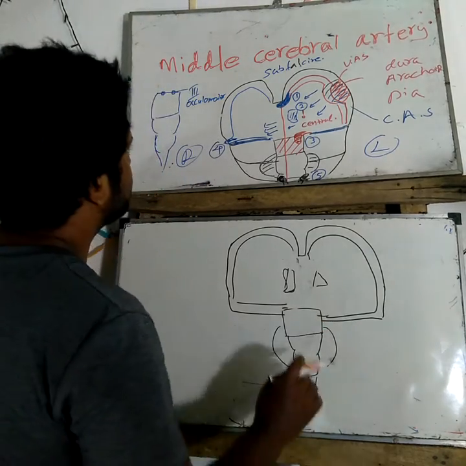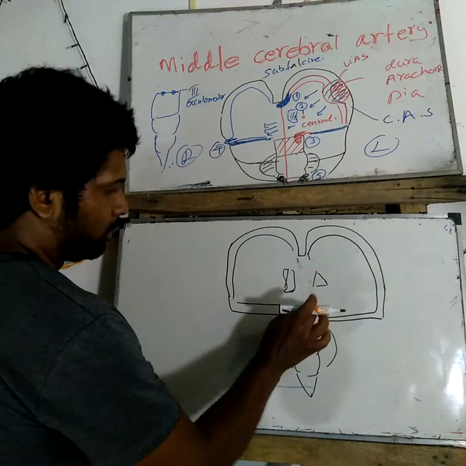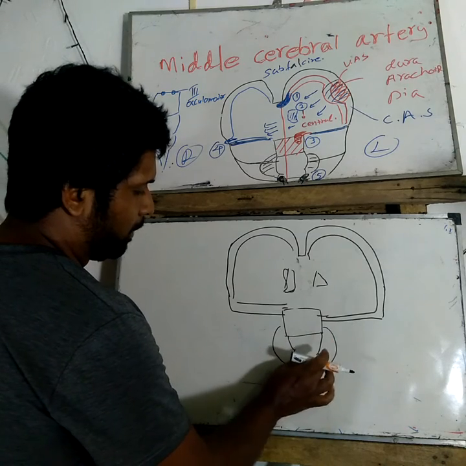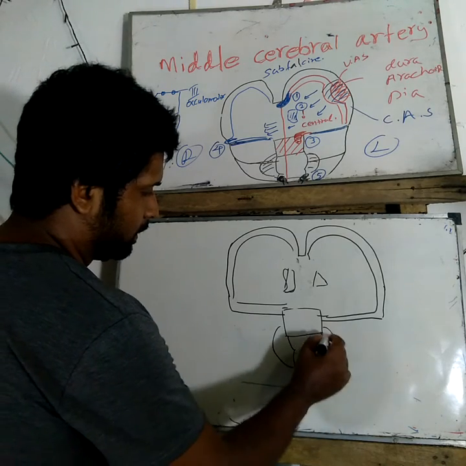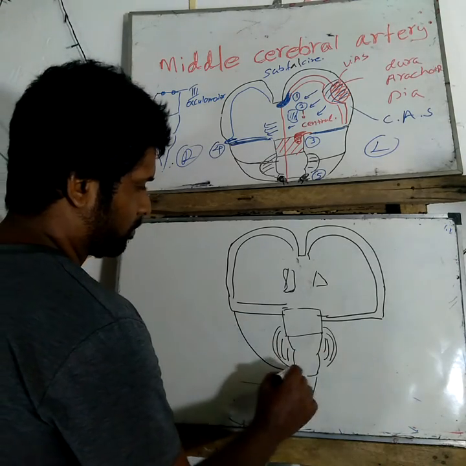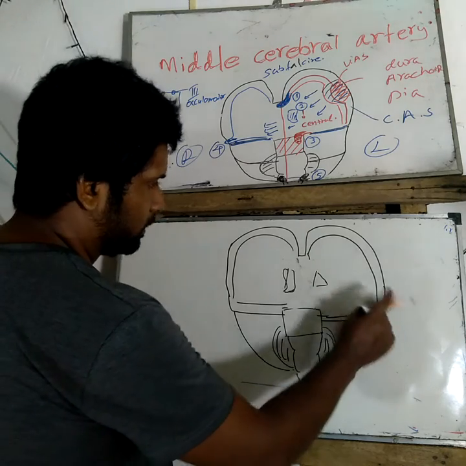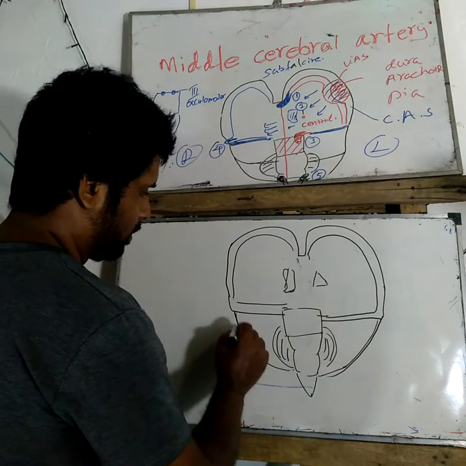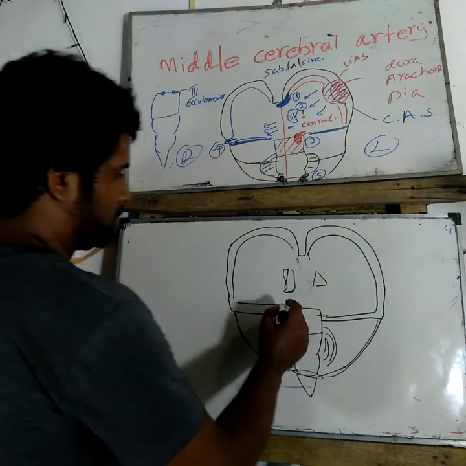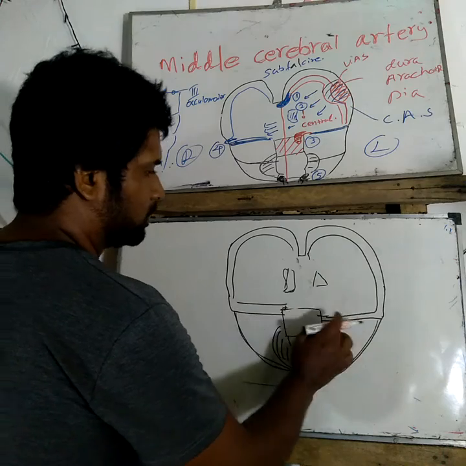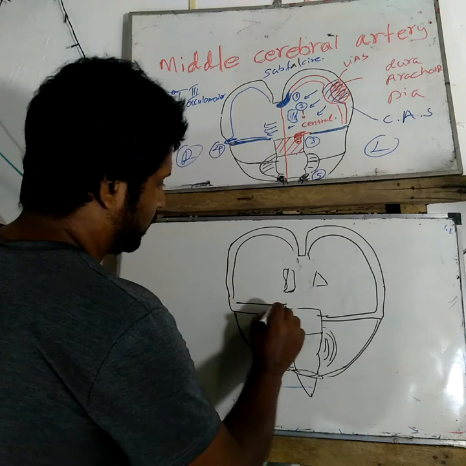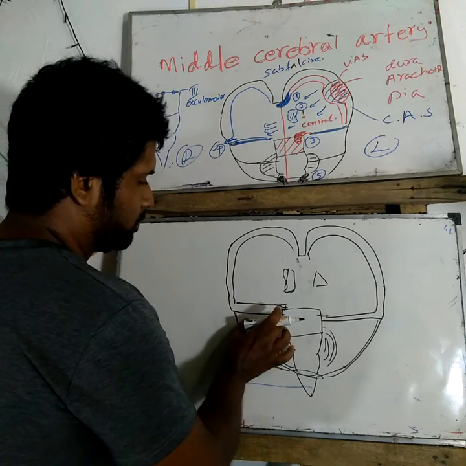Brain stem, midbrain, pons, medulla, the spinal cord, and cerebellum area. The skull, this is the skull. Foramen magnum. This is the tentorium, to separate the two parts, tentorium. This is the bone.